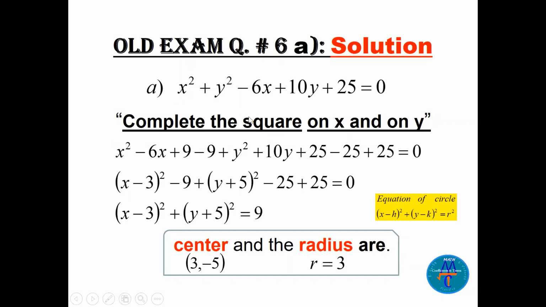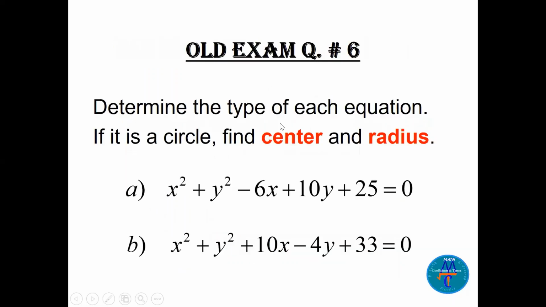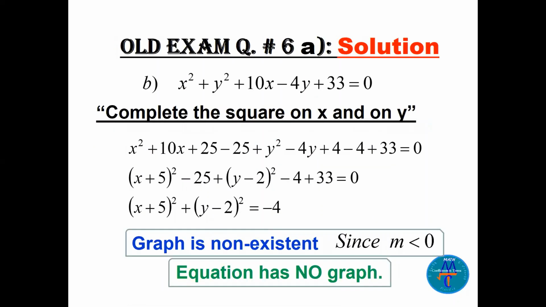You know how to complete the square. Put all the x's together, put all the y's together. Make the coefficient here 1. It's already 1. So when you do everything, you get 9 here. So this number here is positive. So that's r squared. So r will be 3, and the center will be (3, minus 5). So that's a circle, yes. So this one is a circle. Now you will try the second one. You can try it. Something, not a circle.